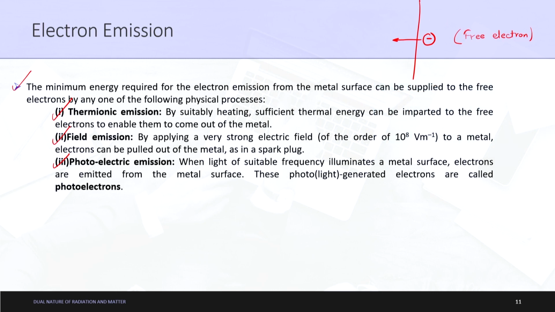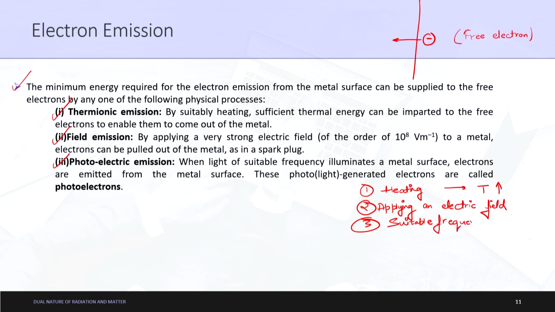Fine. Then all these things were explained, and finally we got to know that the minimum energy can be supplied in 3 different ways. Okay. First way is that you use heating, which leads to an increase in temperature, right. Second is that you apply an electric field, and third is that you use light of a suitable frequency from a source imparted onto the metal surface, right. So due to these 3 phenomena, the first is called thermionic emission, the second is called field emission, and the third is called photoelectric emission.